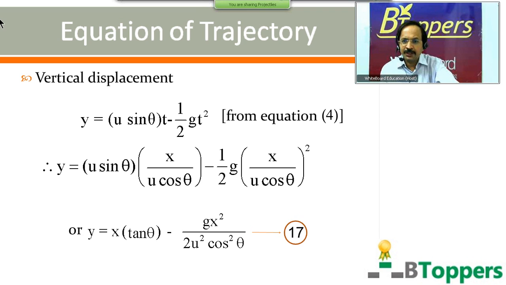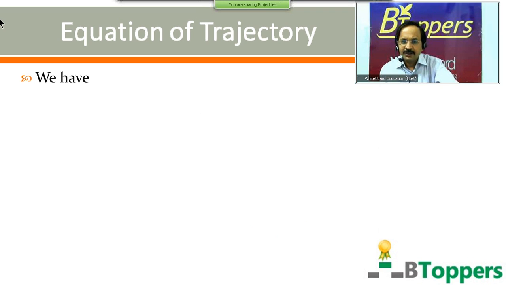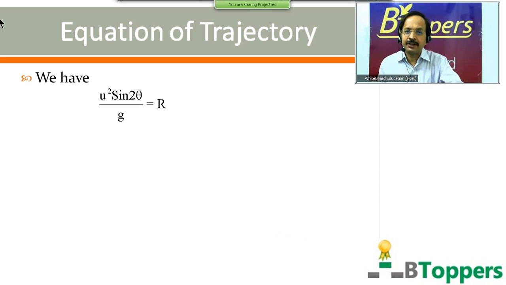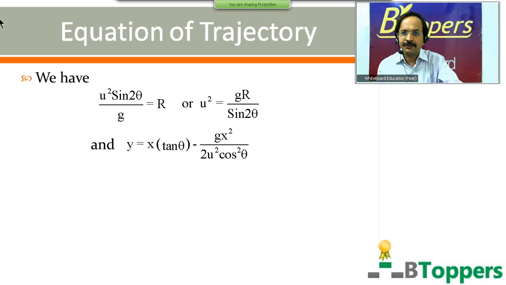This equation of trajectory can also be expressed in terms of horizontal range of the projectile. I am going to show the calculation for that. To write the equation of trajectory in terms of horizontal range, we can write the formula for horizontal range R equal to u square sin 2 theta by g. From the same equation, you can write u square equal to gR by sin 2 theta. You can substitute this value of u square in equation 17, which I have shown you just now.